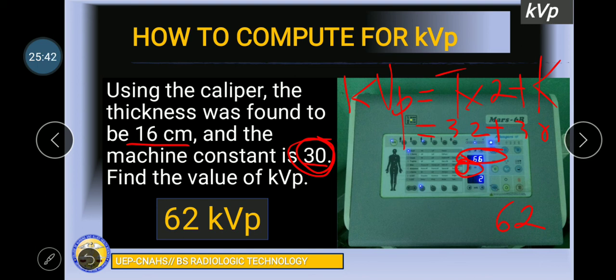Sige, assignment, measure nyo yung parents nyo using the caliper. Pag walang caliper, ruler. Hanapin nyo yung thickness in terms of centimeter ng chest. Tapos, multiply nyo by 2. And then, let's assume that we are using the machine constant of 30. So, hanapin nyo yung kVp. Very good.